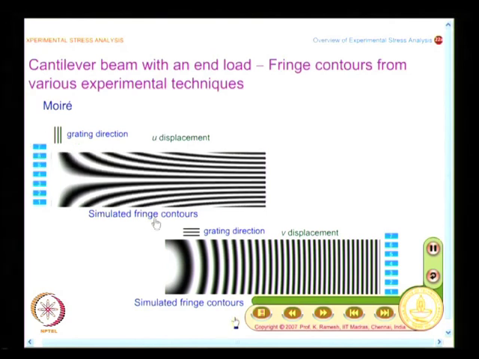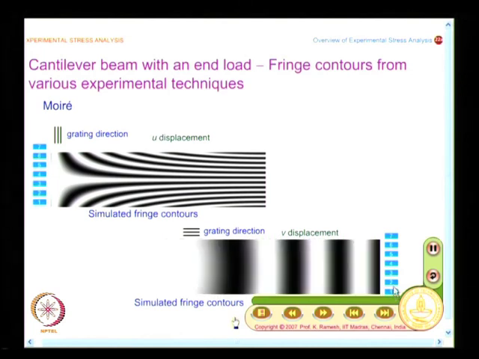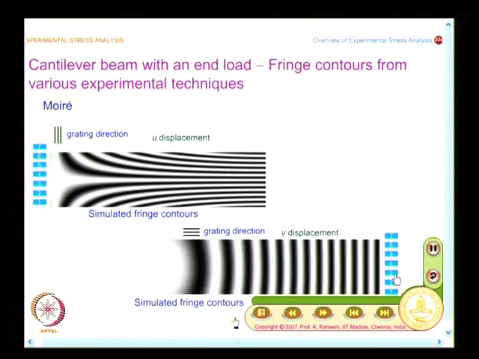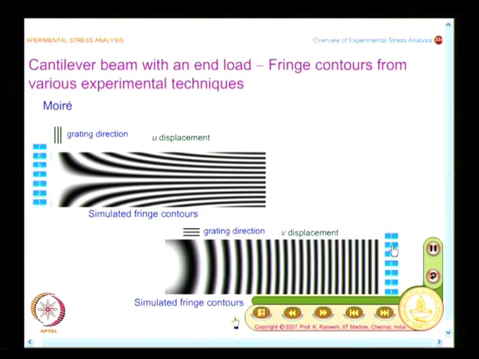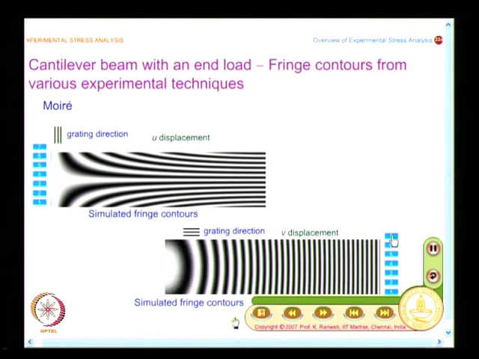Then I can also look at the v displacement, this also I can look at as a function of applying load, and you will see as the load is increased more and more fringes develop in this zone and they become denser in appearance. I increase the load 2, I increase the load 3, increase to 4, 5, 6 and 7.